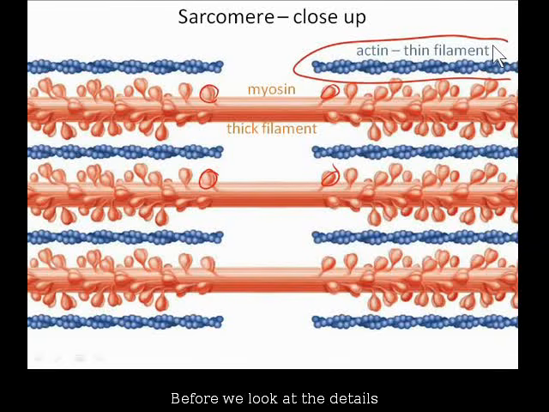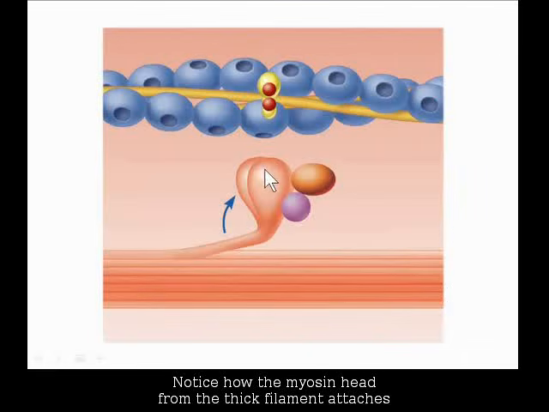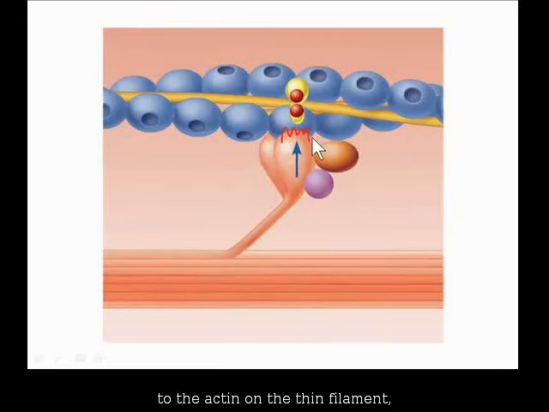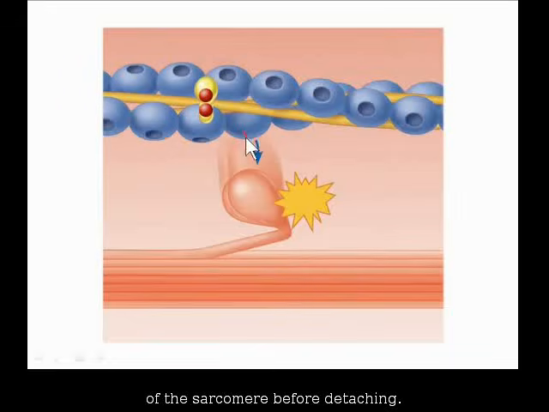Before we look at the details of how these structures work together, let's zoom in and have a brief look at the cross bridge cycle in action. Notice how the myosin head from the thick filament attaches to the actin on the thin filament, then moves the thin filament toward the center of the sarcomere before detaching.